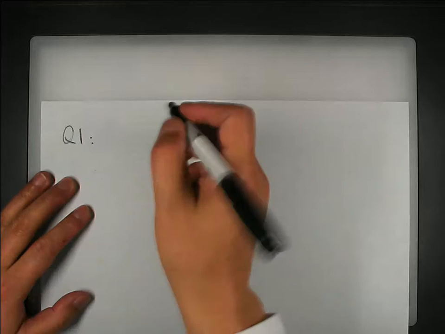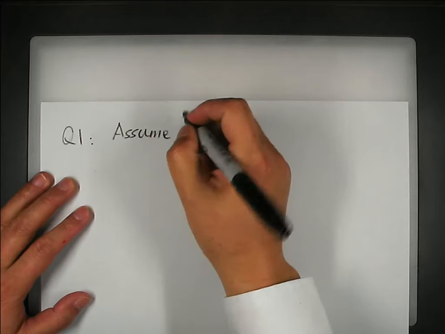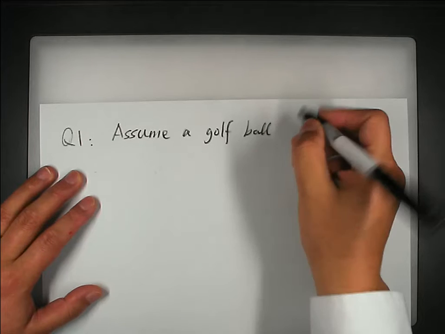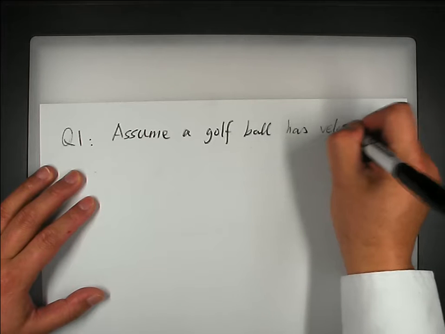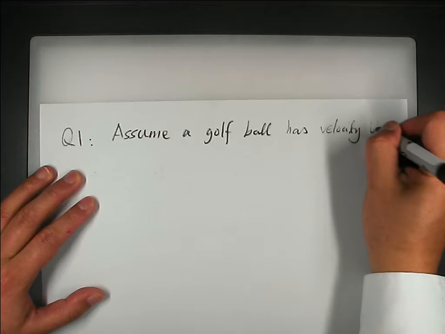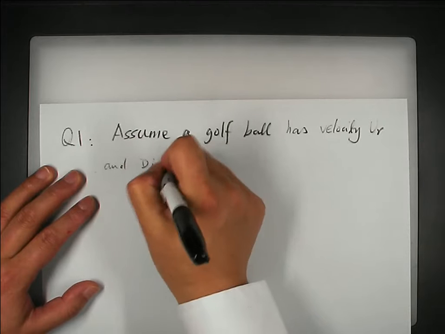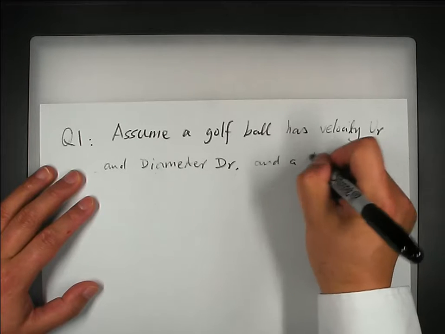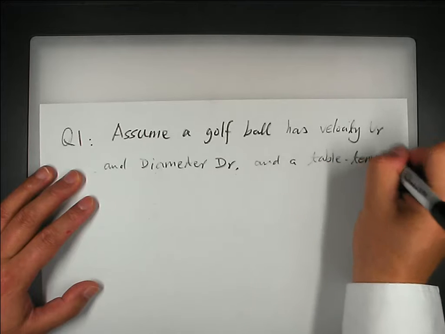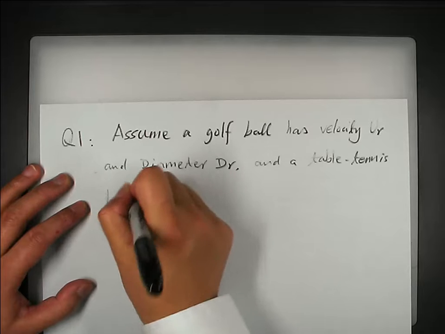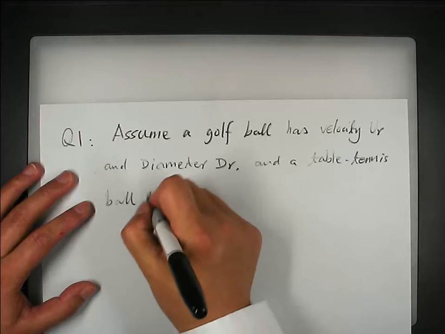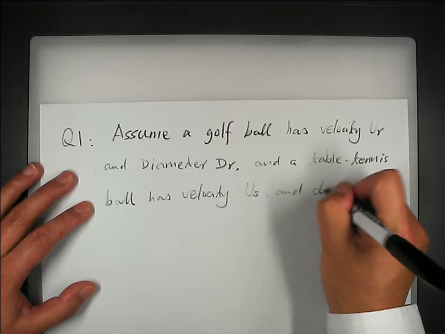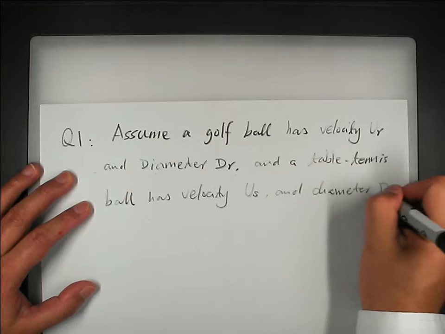Assume a golf ball has velocity UR and diameter DR, and the table tennis ball has velocity US and diameter DS.